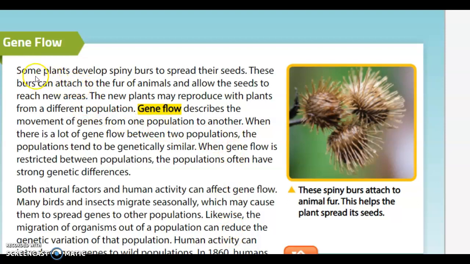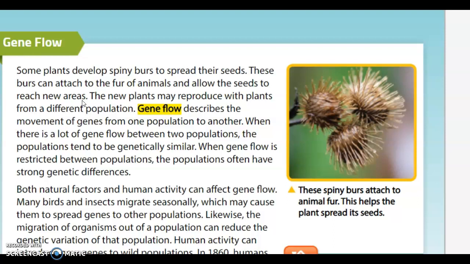Just going through the lesson, some plants develop spiny burrs to spread their seeds. These burrs can attach to the fur of animals and allow seeds to reach new areas. This is what we have talked about, seed dispersal, right? The animals help in seed dispersal, and the flies and the bees all help in seed dispersal.